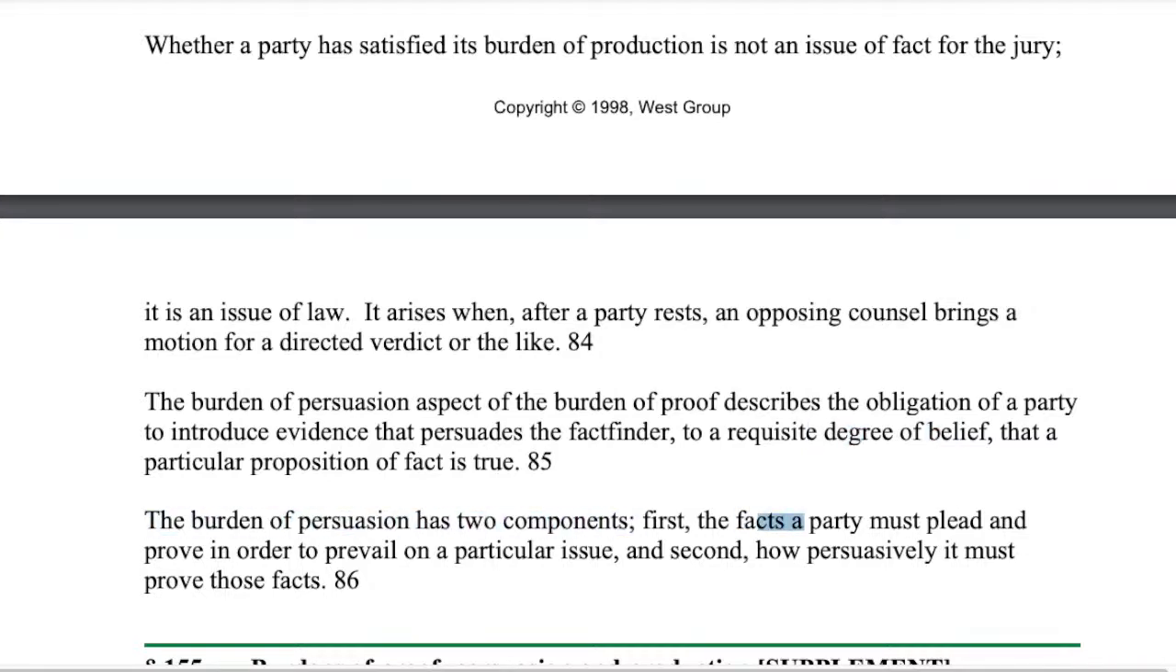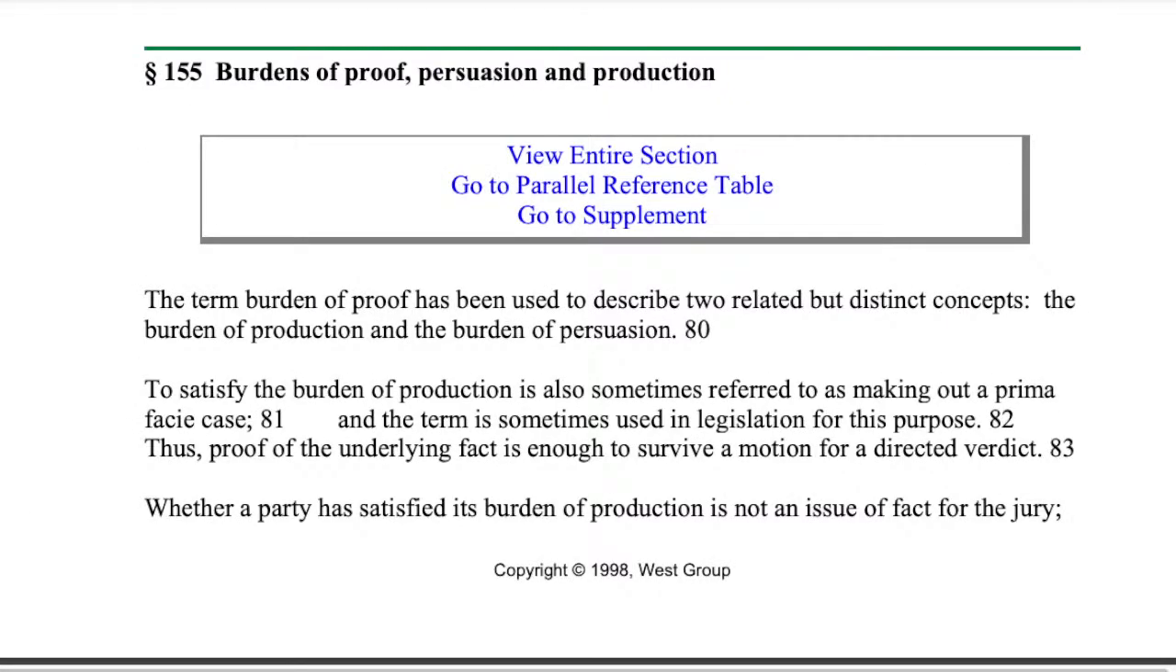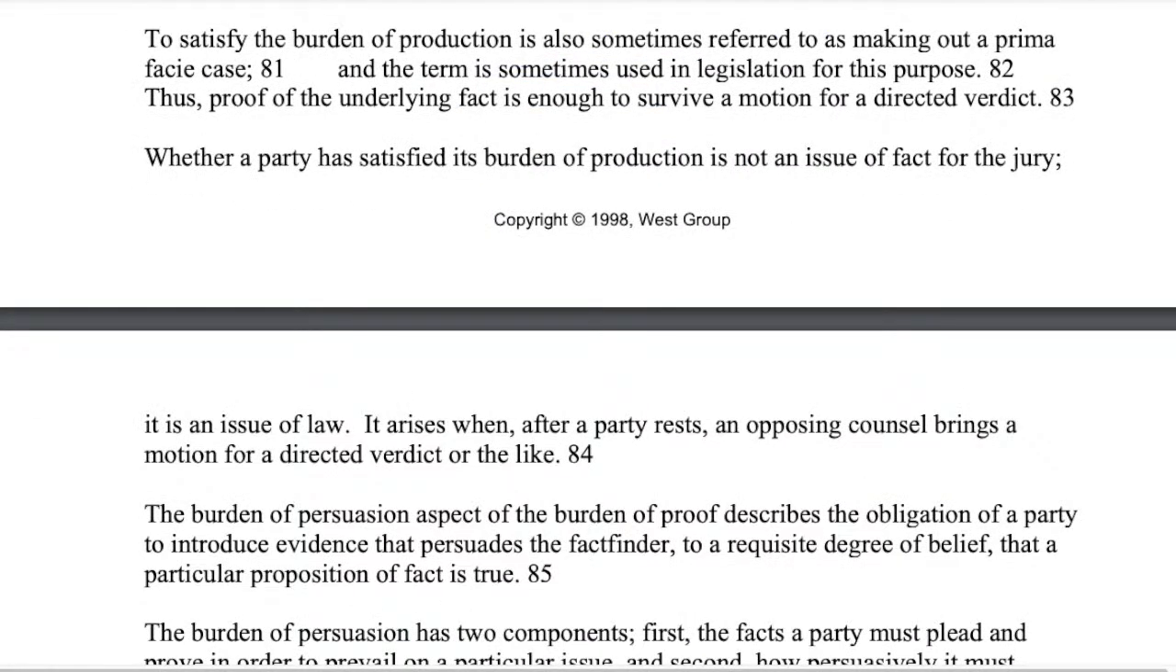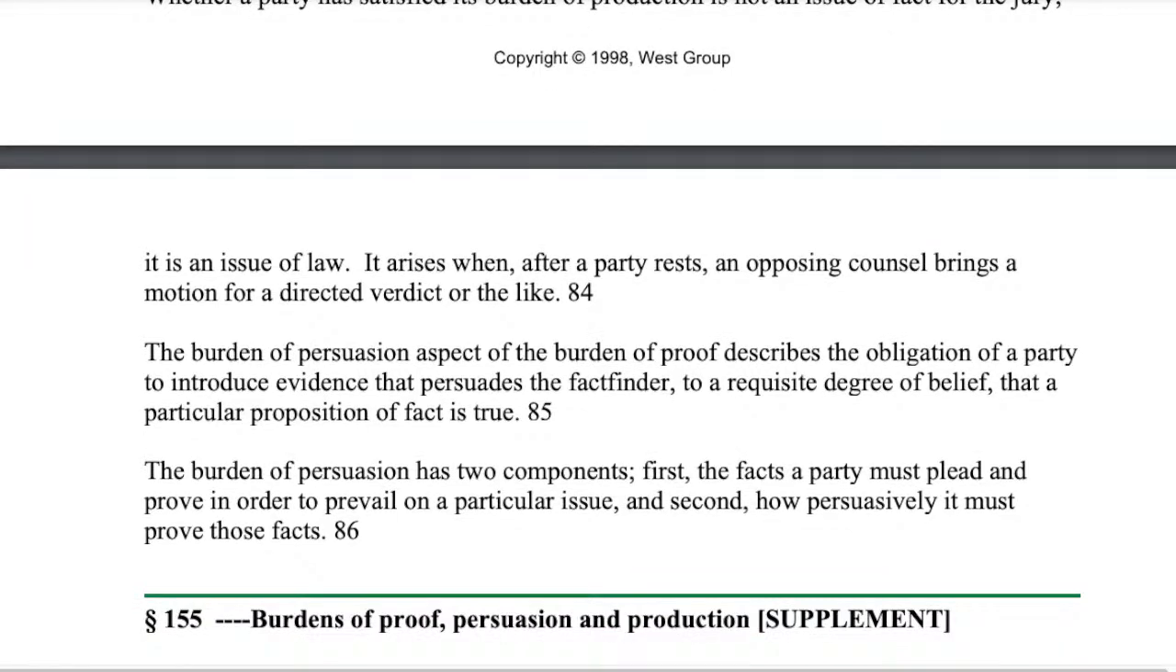First, the facts a party must plead and prove. So you have to have the facts to prevail on a particular issue. So they're saying these facts would allow me to prevail on this particular issue. And second, how persuasively it must prove those facts, that degree of belief. So we see those two components. They mention them here, and now here they're explicitly describing there are two components. So burden of proof has two components, and the persuasion concept has two aspects to it too. So we have those two components of the obligation to present the evidence, the facts, and how persuasive it is, the degree of belief to the fact finder.